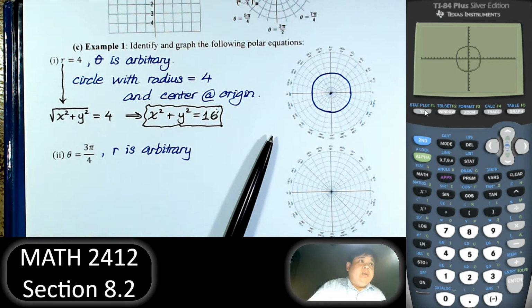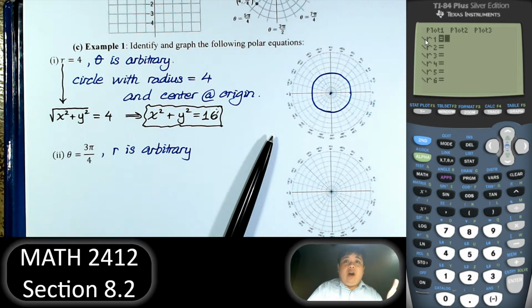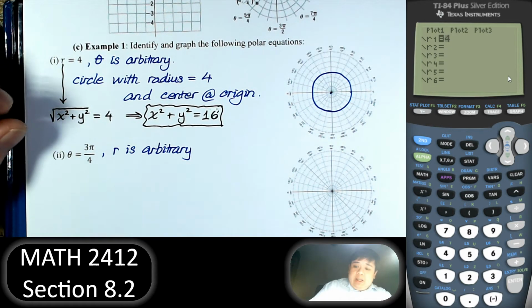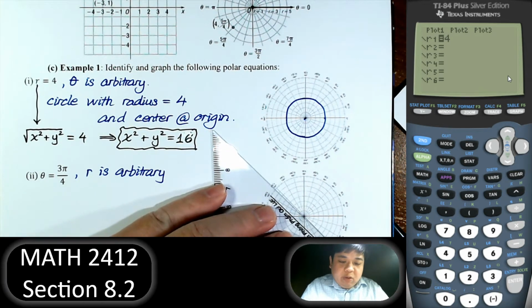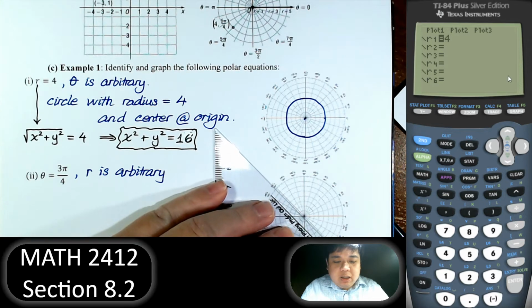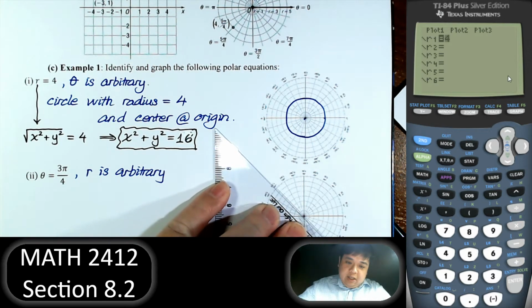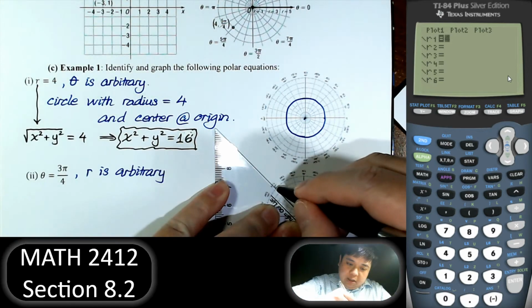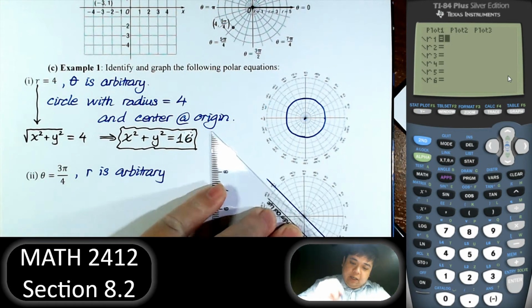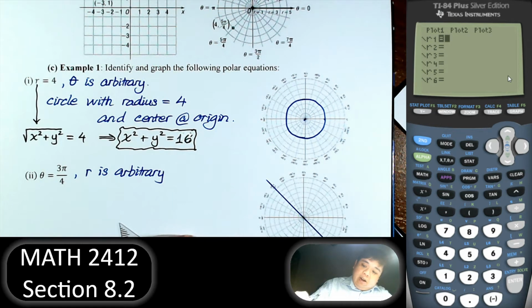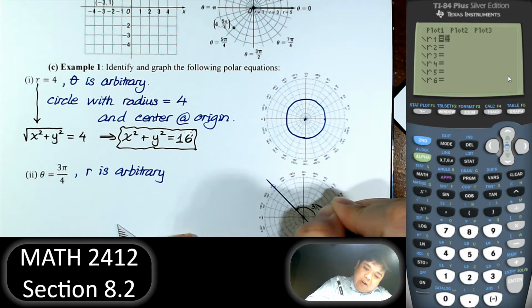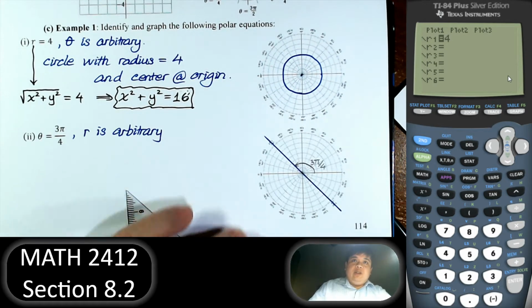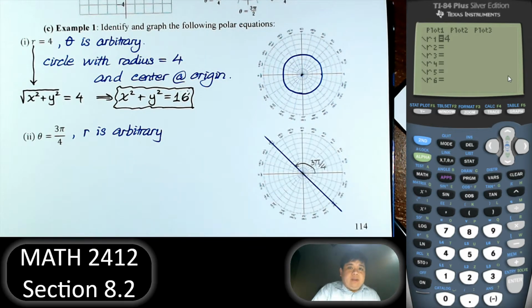Next, this one, the calculator will not graph. In order to graph it, we have to have r equal to a function of theta only. However, notice that in this case we have 3 pi over 4. 3 pi over 4 is like 135 degrees. And this is going to be in this line, because r could be anything, right? The angle here is 3 pi over 4, and r can be anything, so we have the whole line. So it is a line.